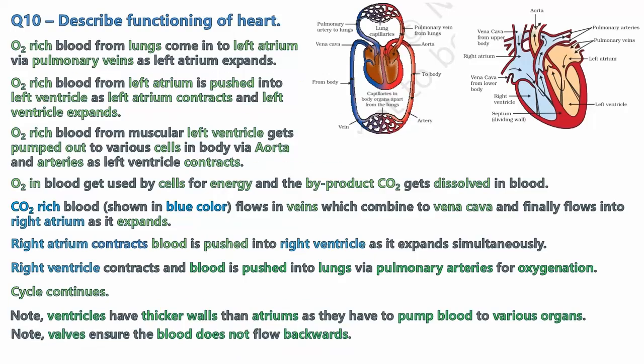Note that the valves ensure that the blood does not flow backwards. So if you look at the second image, there is a valve between the right ventricle and the pulmonary arteries. Okay, and there are valves between the right atrium and the right ventricle. There are some valves which are between the left ventricle and the aorta. Okay, and all these valves ensure that the blood flow happens in the desired direction and not in the opposite direction.